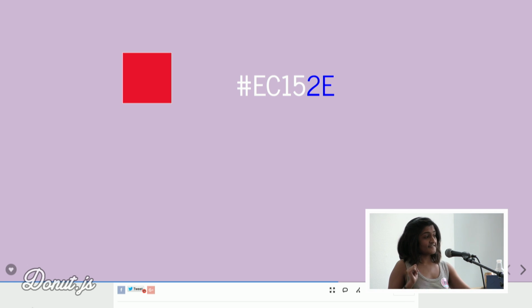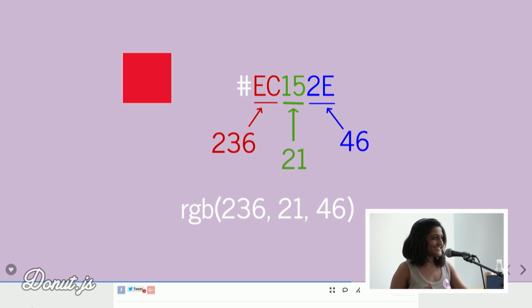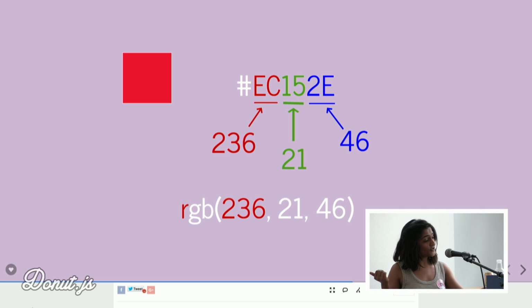These first 2 digits represent 1 byte of information. And if we convert this from hex into base 10, 2E in hex is actually just 46 in base 10. 15 in hex is 21 in base 10. And EC in hex is 236 in base 10. Do these numbers look familiar? Hopefully they do, because we just saw them. It turns out that when you convert each consecutive pair in a hex code into its base 10 format, it will give you the RGB value.